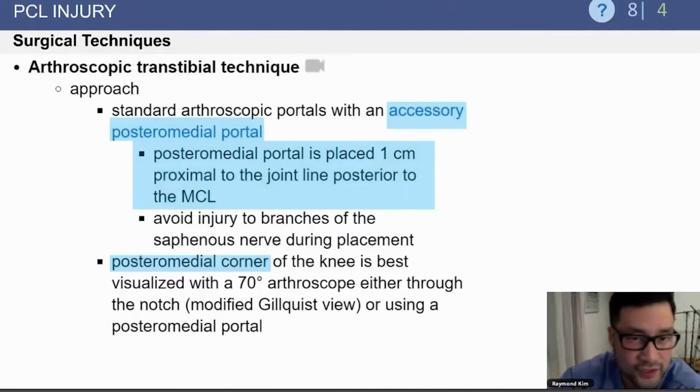The transtibial arthroscopic technique involves using an accessory posterior medial portal. This posterior medial portal is placed 1 centimeter proximal to the joint line posterior to the MCL. And if you're sticking a scope in the posterior medial corner, it's helpful to use a 70-degree scope to really look around the corner.